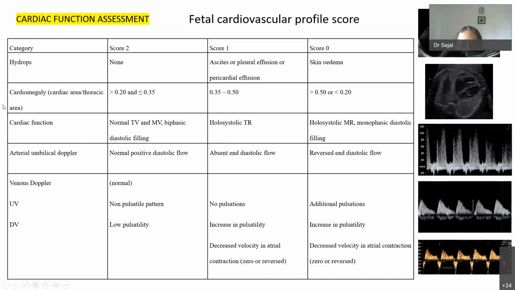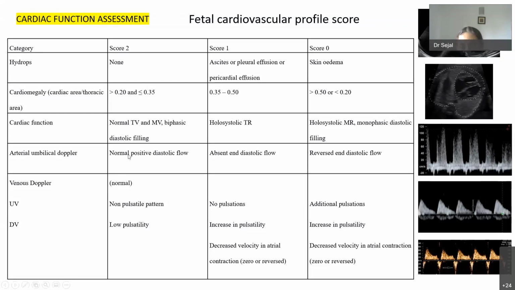If I have pulsations, it's actually considered to be an ominous sign. And the ductus venosus Doppler should normally not have much reversal in atrial contraction. But if I have atrial contraction reversal, it is abnormal. So this is how an abnormal CVS score will look. Here you can see there's significant amount of effusion, pericardial and pleural. If my cardiothoracic ratio is increased, if I have pansystolic AV valve regurgitation, if I have no diastolic flow in the umbilical Doppler, and if I have reversal in the ductus venosus Doppler, this is all which is abnormal.